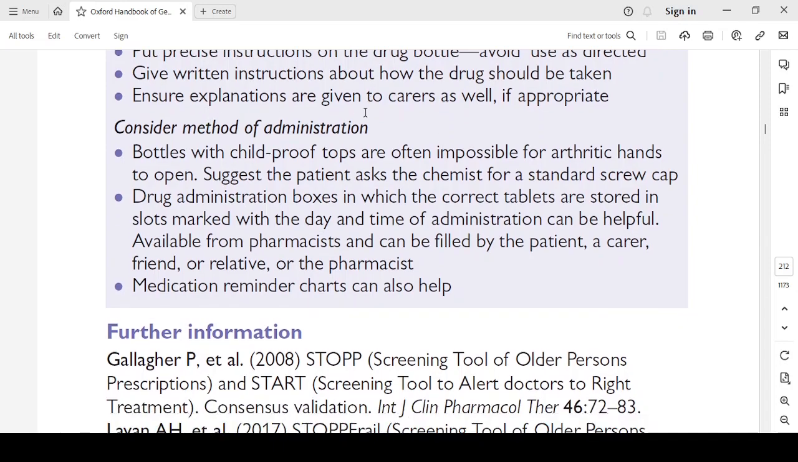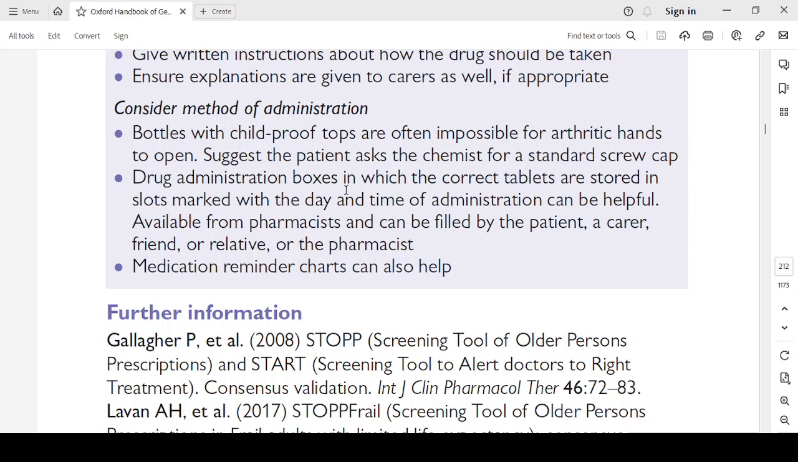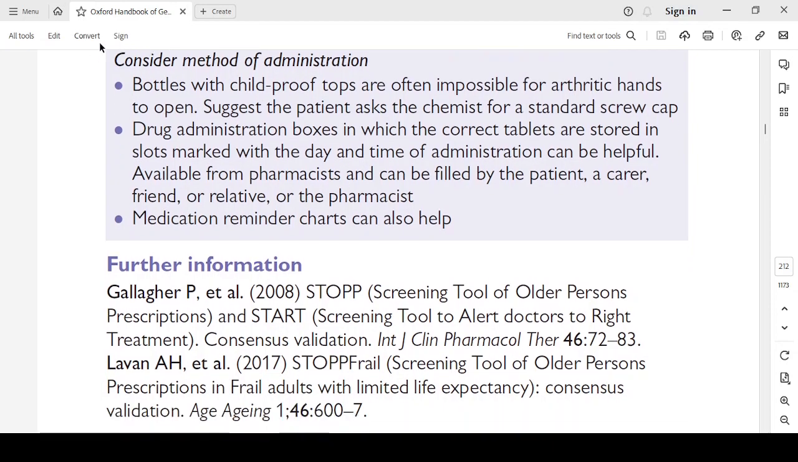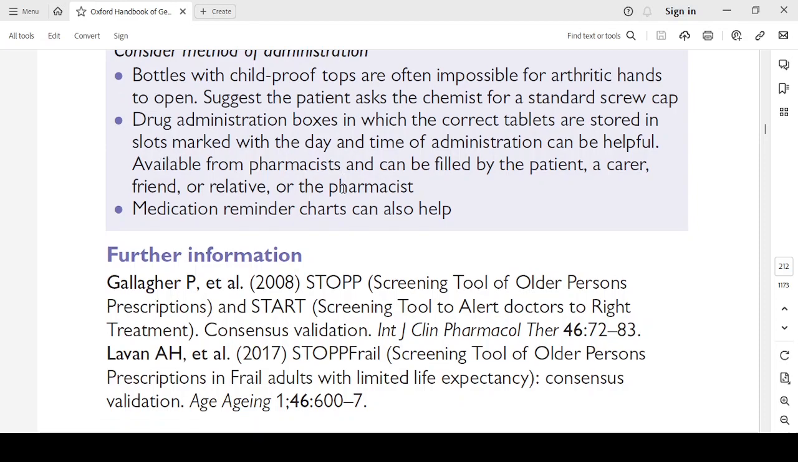Consider method of administration. Bottles with child-proof tops are often impossible for arthritic hands to open. Suggest the patient asks the chemist for a standard screw cap. Drug administration boxes, in which the correct tablets are stored in slots marked with the day and time of administration, can be helpful. Available from the pharmacist, they can be filled by the patient, a carer, a friend, a relative, or the pharmacist. Medication reminder charts can also be of help.